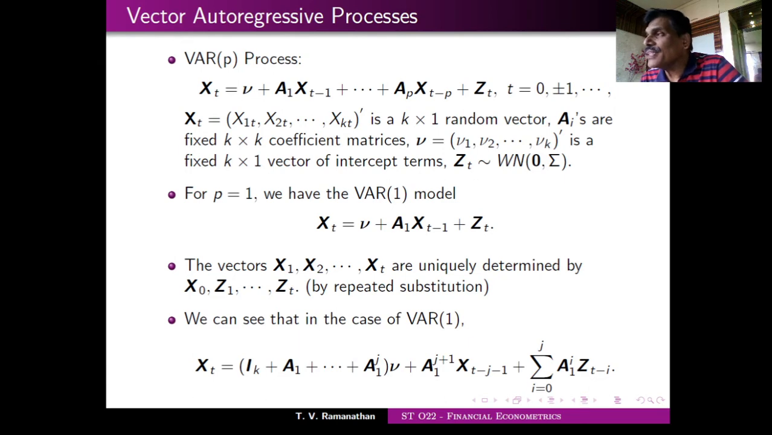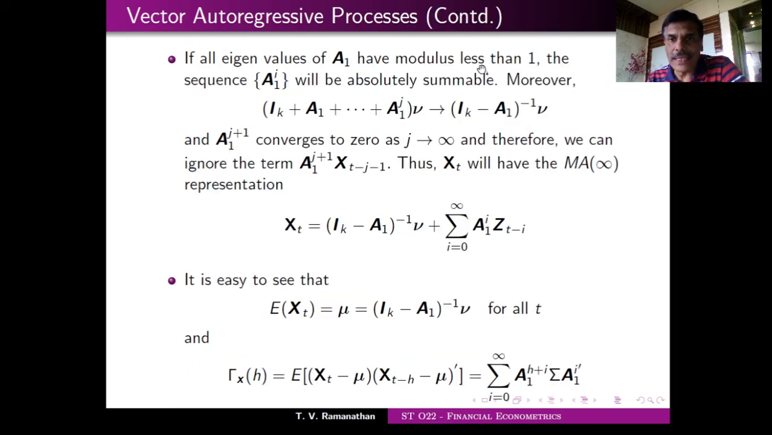So what was the condition in the univariate case? The condition was absolute value of phi less than 1. Here the similar condition is that I have only one matrix, which is A1. So the condition is that the absolute values of the eigenvalues of this A1 matrix are all less than 1.